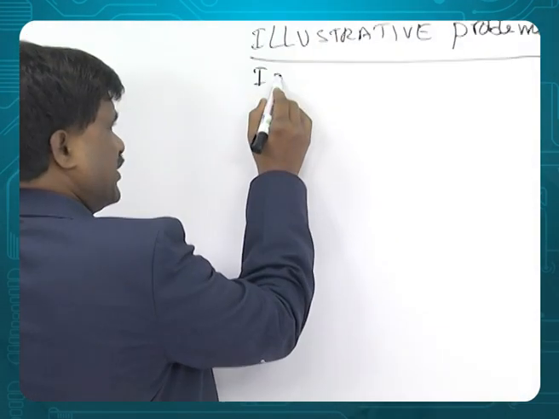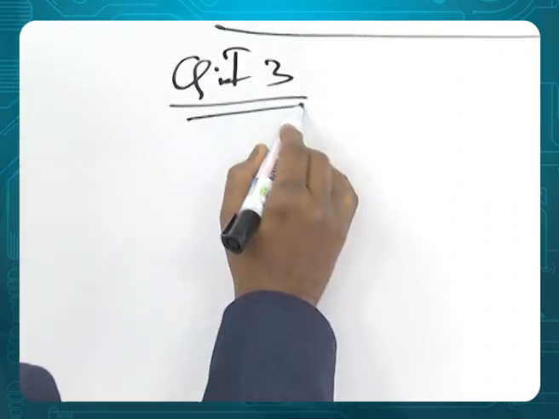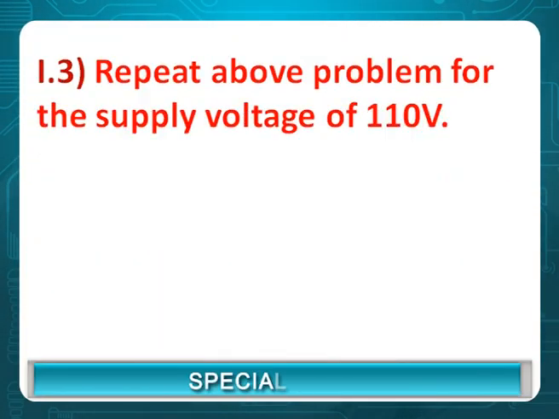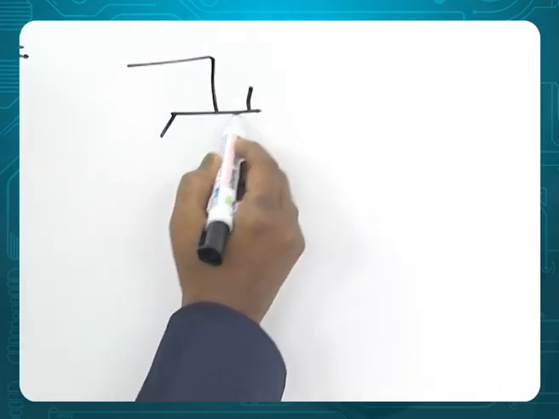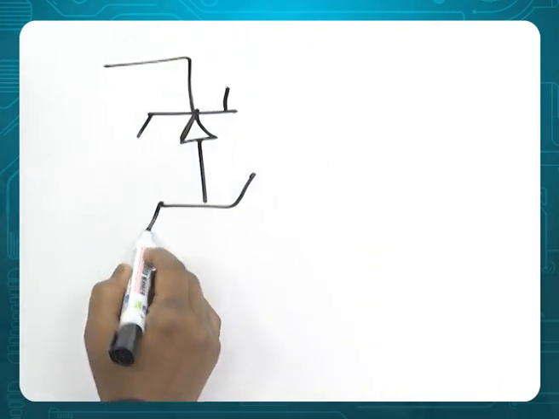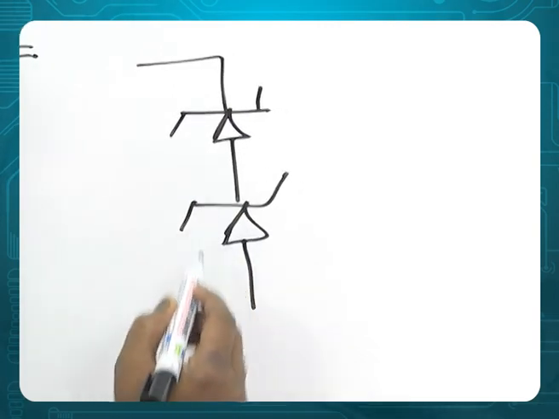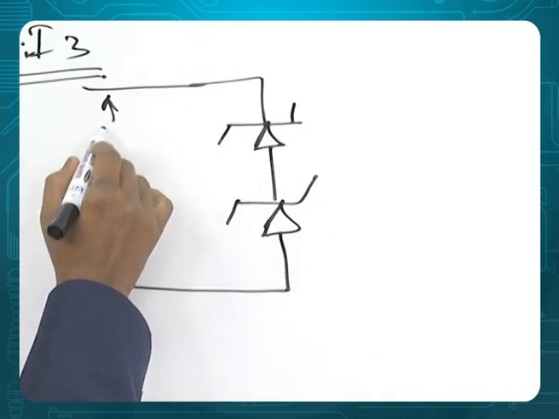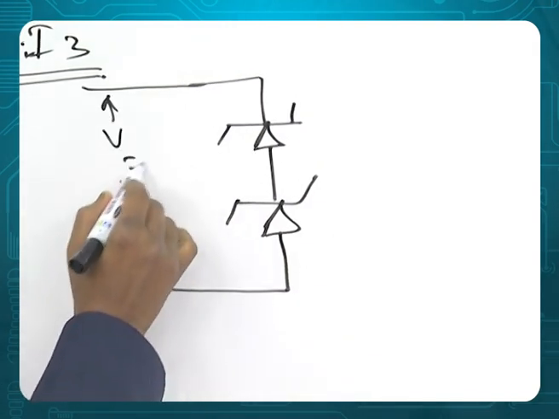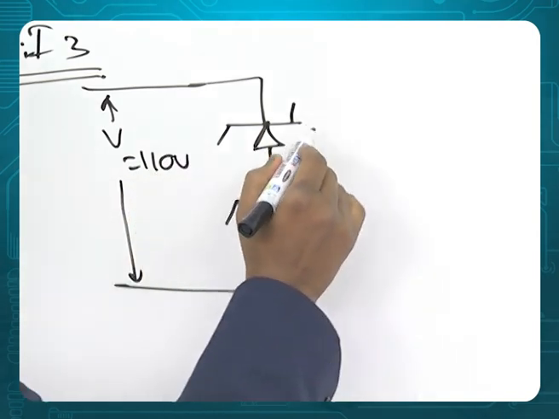Question number I3. I for illustration, 3 for 3. Repeat the above problem for the supply voltage of 110 volts. What is the above problem? There is a diode here, Zener diode. Okay. This is voltage. 110 is given.